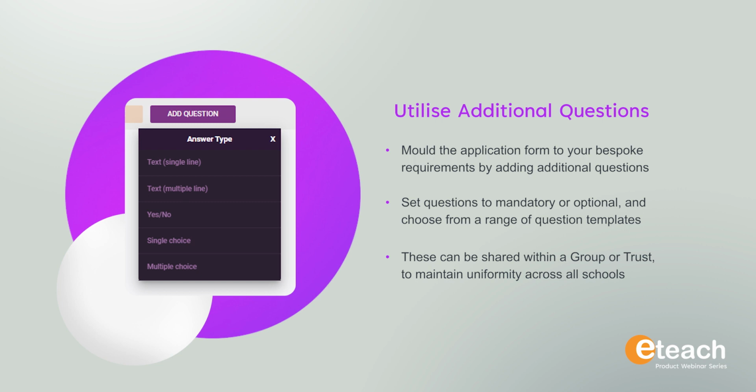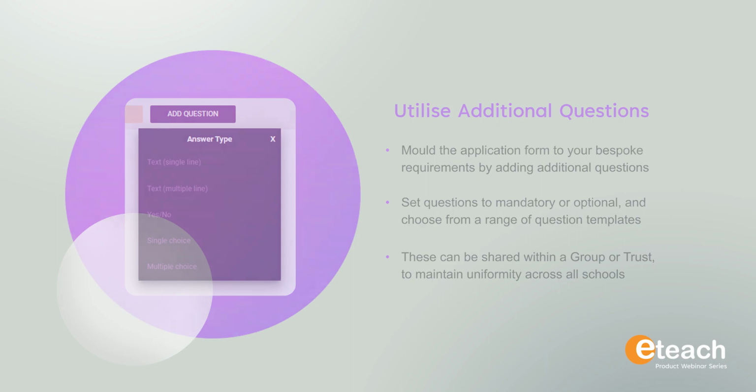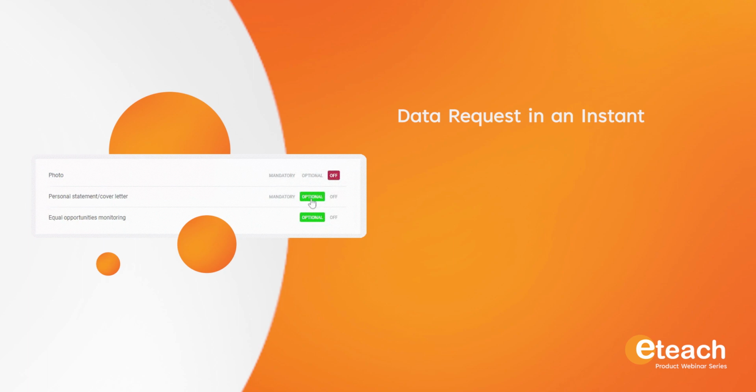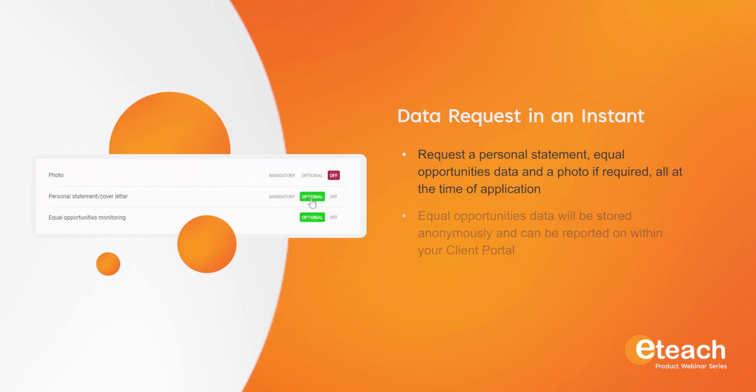If I create my online application form and this is how I want it to be, fantastic. Let's share that across all the schools that you're working with. Data requests in an instant. What you'll be able to see here is you can request a personal statement, request equal opportunities data, even a photo if required, all in this application. However, you have also got the ability to turn it to optional and even turn it off. Equal opportunities data will be stored, by the way, anonymously, but can be helped to report on within your client portal also.